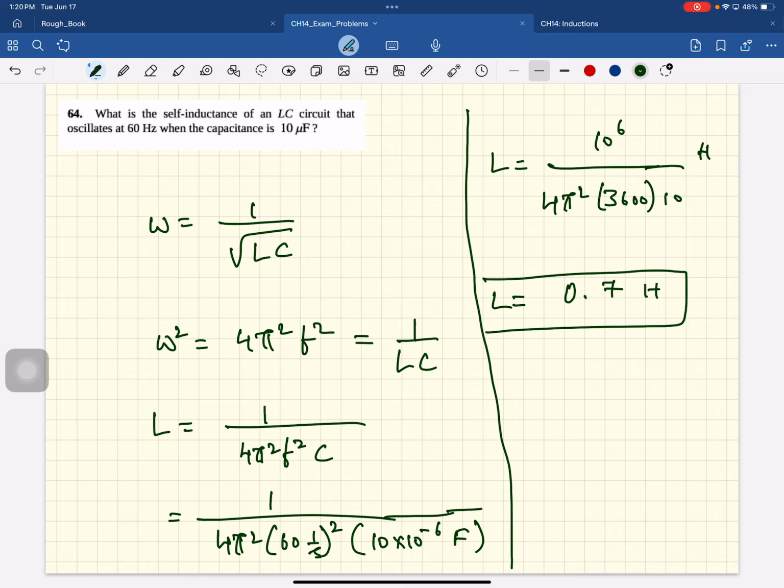So this is a circuit that would resonate with the frequency coming out of your wall socket. So you hook this guy to your wall socket, what will happen? It'll explode. It'll burn up pretty fast, yeah.